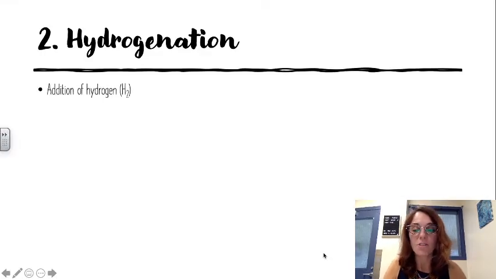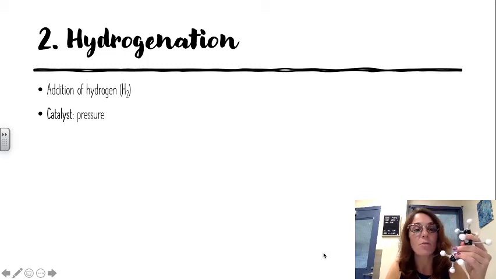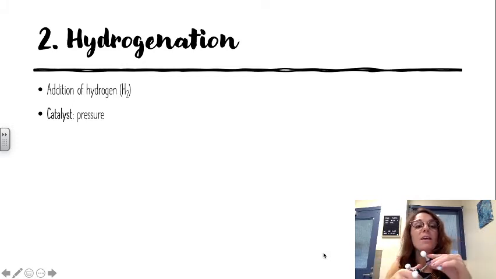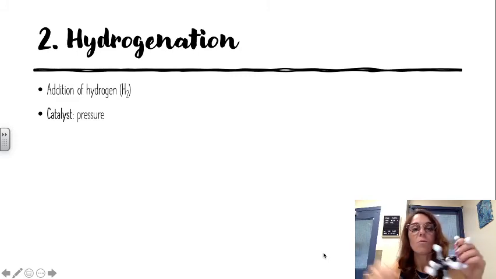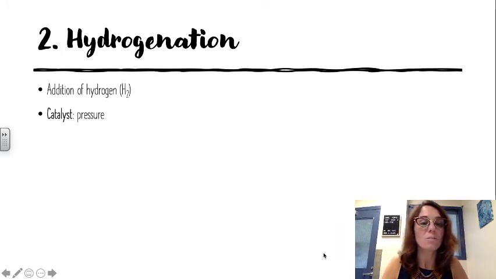Okay, so this process, hydrogenation, I talked briefly about when we were looking at the saturated versus unsaturated hydrocarbons, and I talked a little bit about butter and oil and which one is healthier for you. Essentially, when they're making margarine, this is the process that they're going through. They're going through a process of hydrogenation where they're breaking apart double bonds within healthy unsaturated fats, and instead they are saturating it with hydrogen, and what this does is it turns it into a solid, which makes margarine spreadable. The catalyst in this reaction is pressure, so that's what we would write on the arrow.